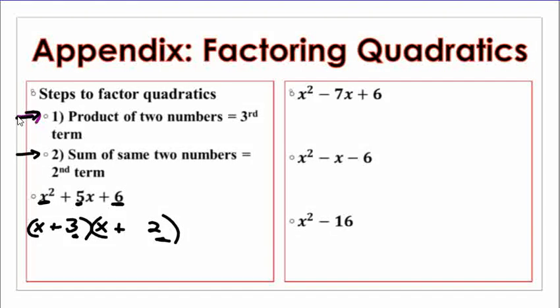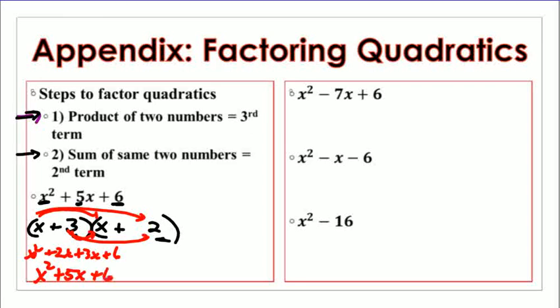And if I were to use FOIL, the method we used before, x times x is x squared, x times 2 is 2x, 3 times x is 3x, and 3 times 2 is 6. If I combine them, I would have x squared plus 5x plus 6, which is what I had here. So my answer in factored form would be x plus 3 times x plus 2.